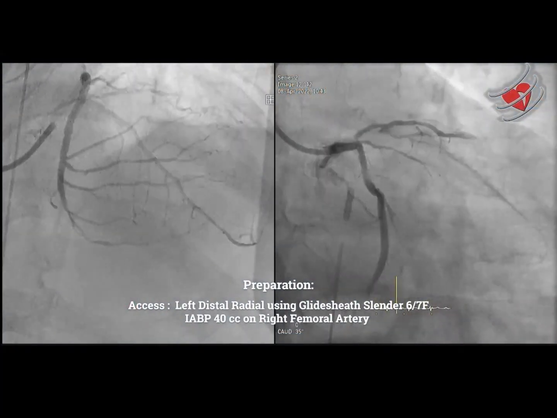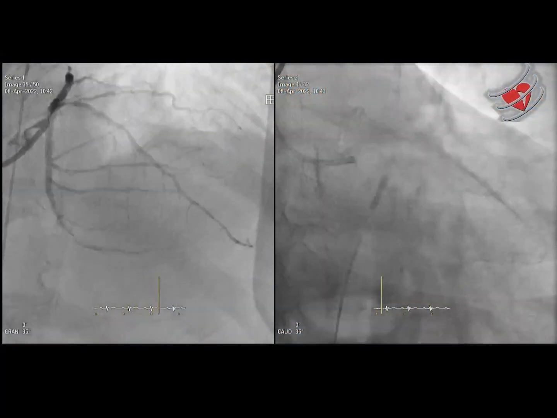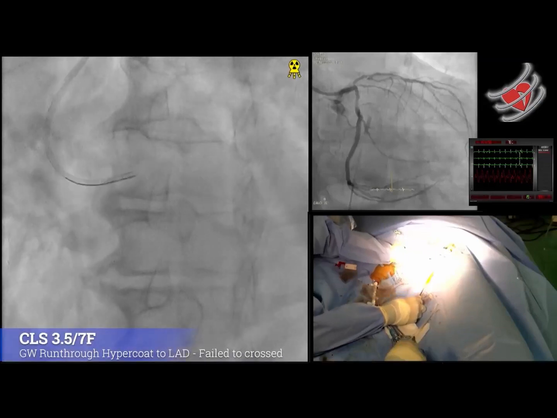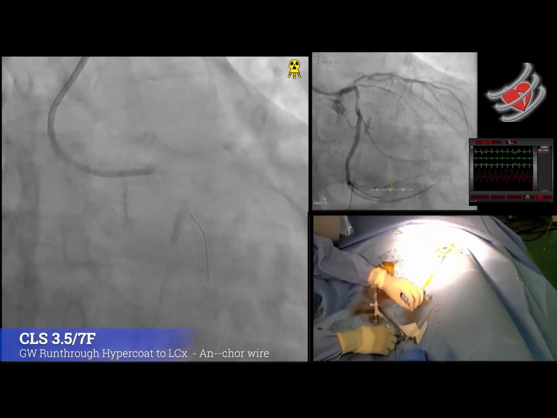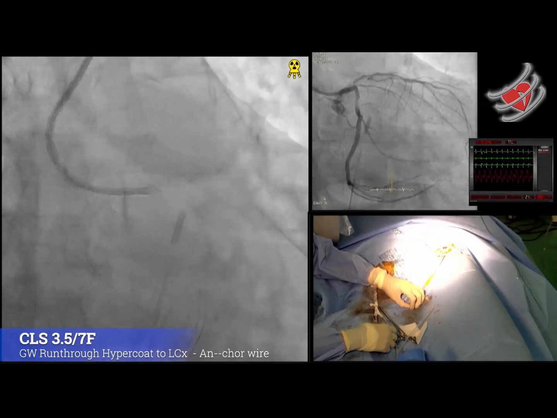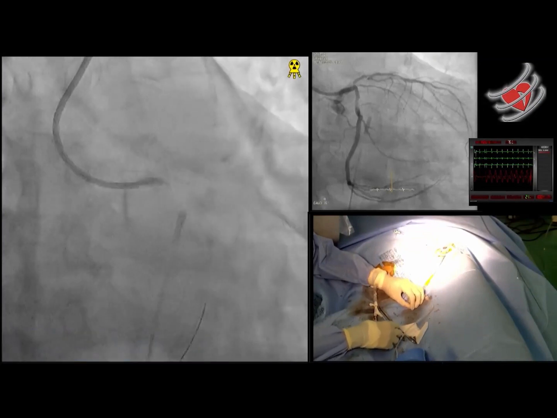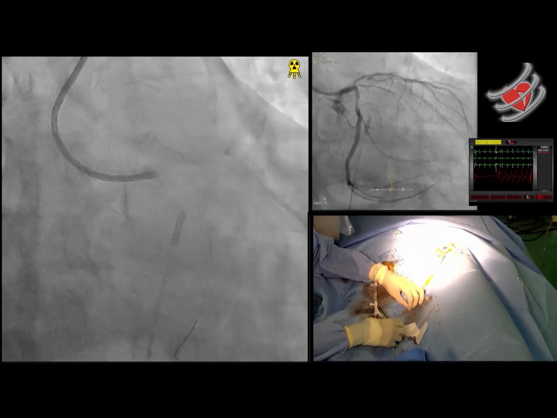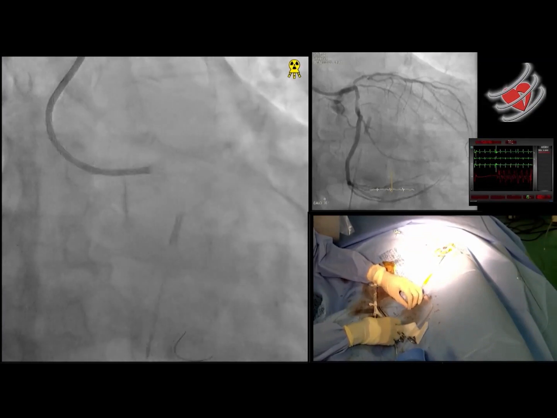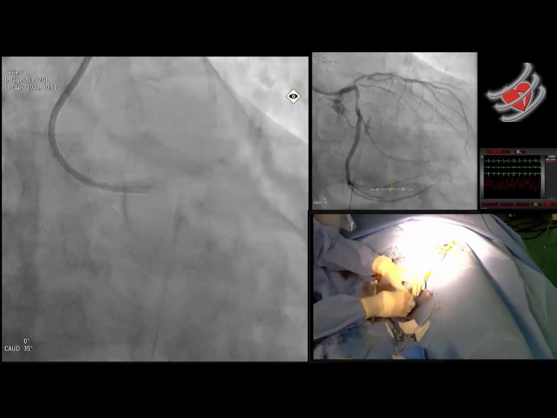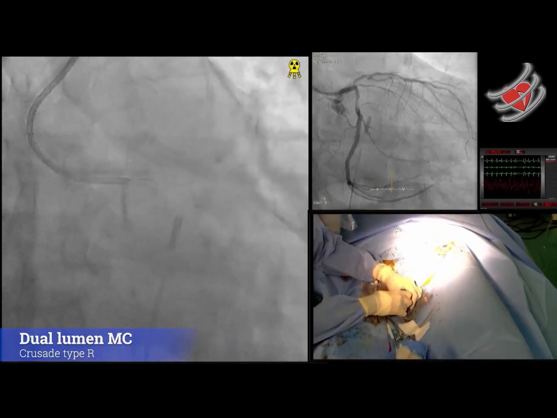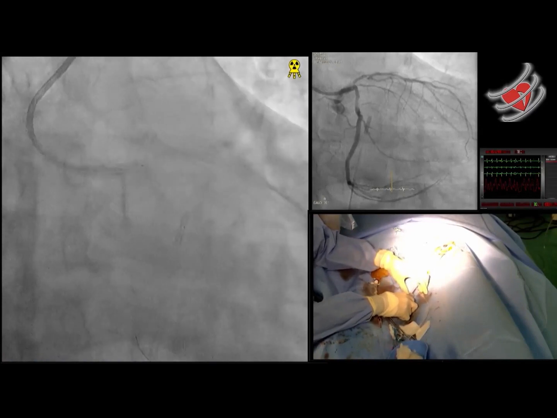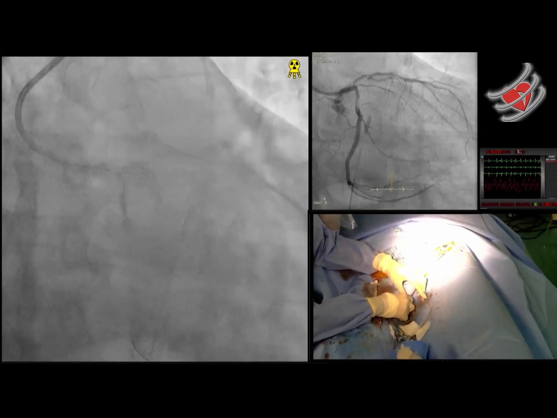Okay, so during this case, because of the left dominant system, we are using IABP to reduce the ischemic burden, and we use 7 French with left distal radial access using a Prelude Ideal. And then firstly, we use a workhorse wire to the circumflex. And then with a dual lumen catheter, Crusade, we try to put our workhorse wire in the LAD.